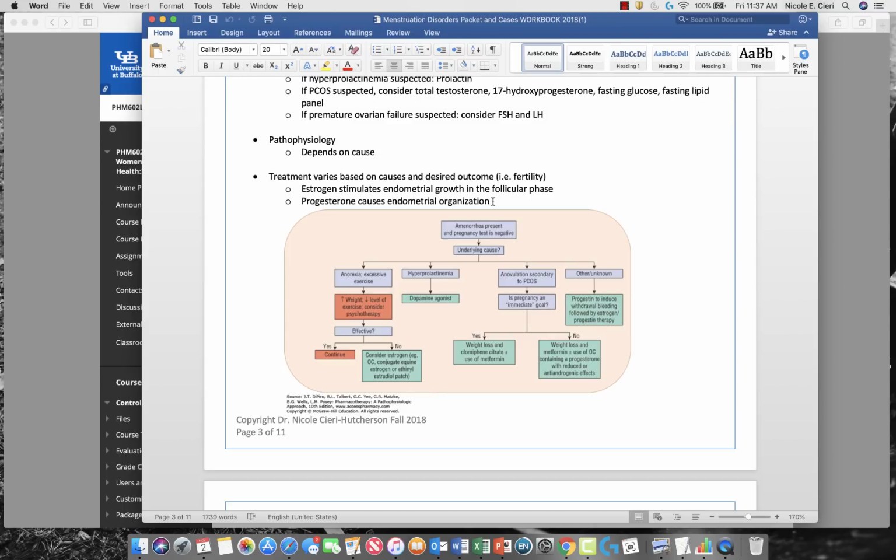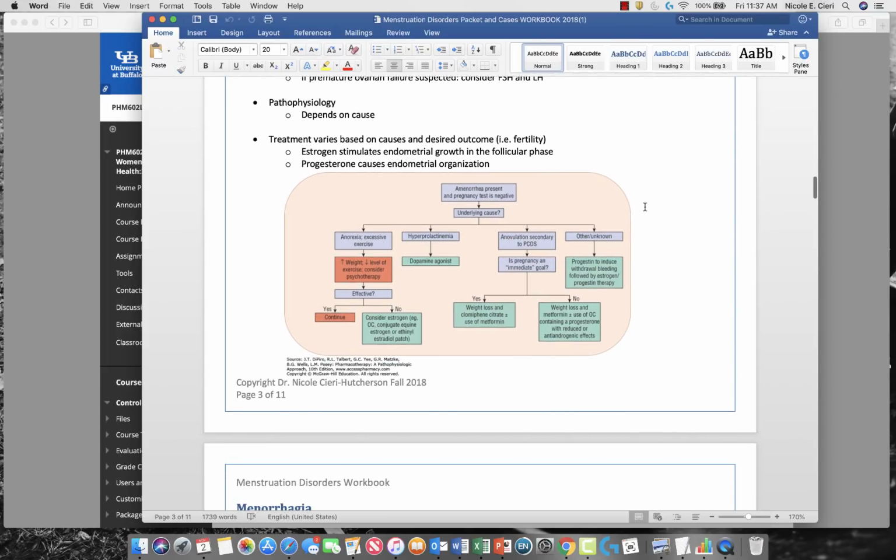And then as we move into the latter half of the menstrual cycle, progesterone is the dominant hormone, and it causes endometrial organization, which will create a hospitable environment for implantation. So we can use these hormones to our advantage if we want to induce a period.